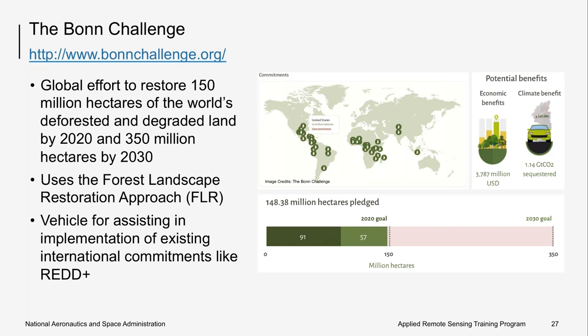The Bonn Challenge is not a new global commitment, but rather a practical means for realizing some of these other international commitments. And this includes things like the REDD+ goals. It's an implementation vehicle for national priorities such as water and food security and rural development, while contributing to the achievement of international climate change, biodiversity, and land degradation commitments.